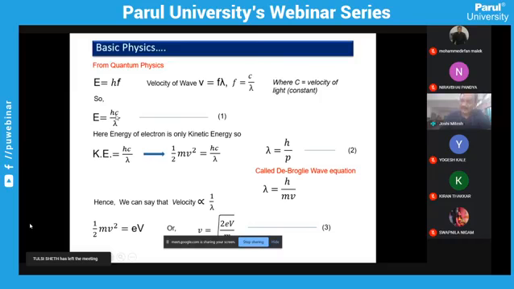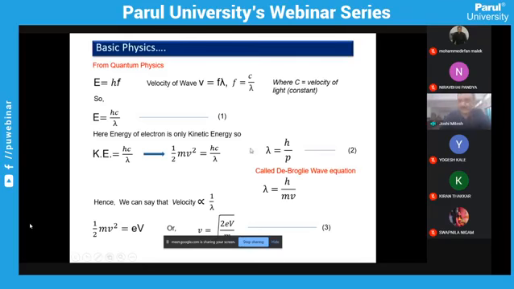Now the electrons are given the potential, called kinetic energy. So kinetic energy is equal to hc by lambda, which equals half mv squared. So we have the value of wavelength in the form of velocity. If I give the velocity in terms of voltage, I can write half mv squared is equal to eV. From this I can find out the velocity in terms of potential.